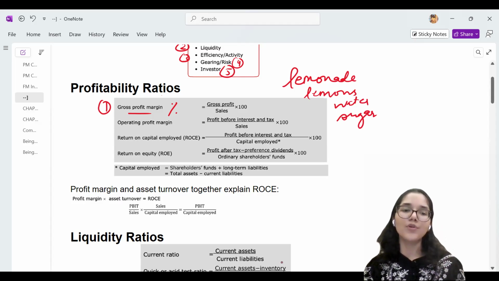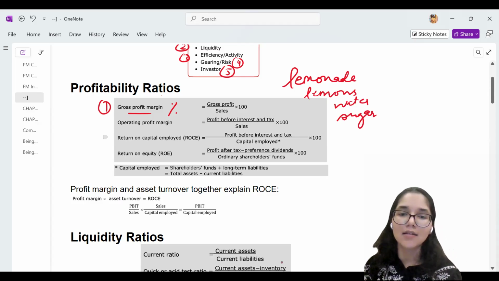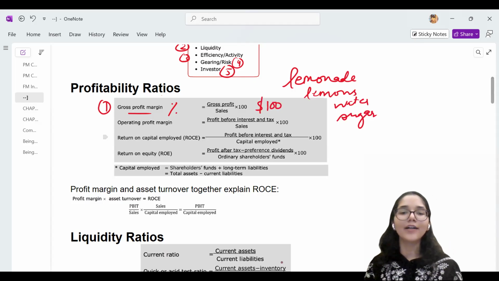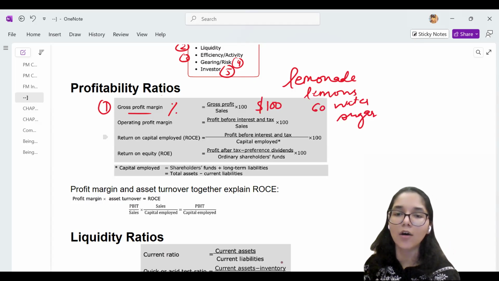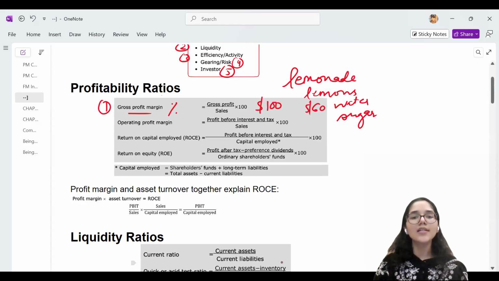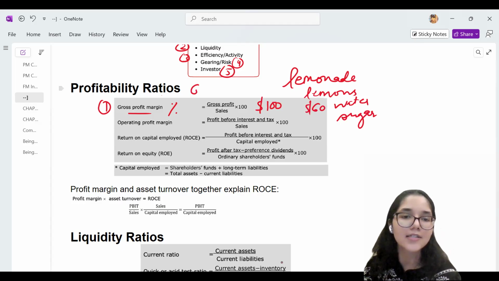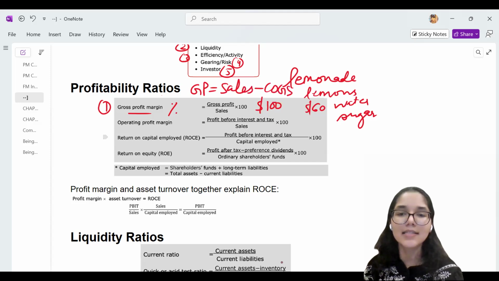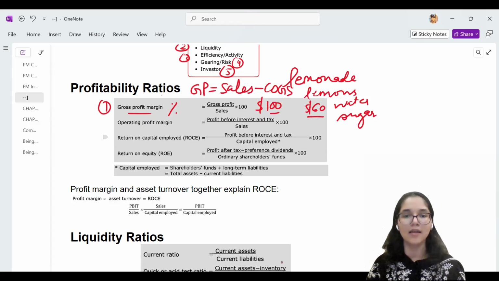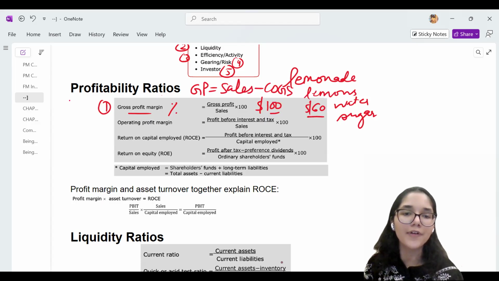Now, let's suppose the sales that I have made is $100 and the raw material had cost me $60. So that means my gross profit is going to look like, what is the formula for GP? GP is sales minus cost of goods sold. So my sales is 100, my cost is 60. So that means my gross profit is 40.